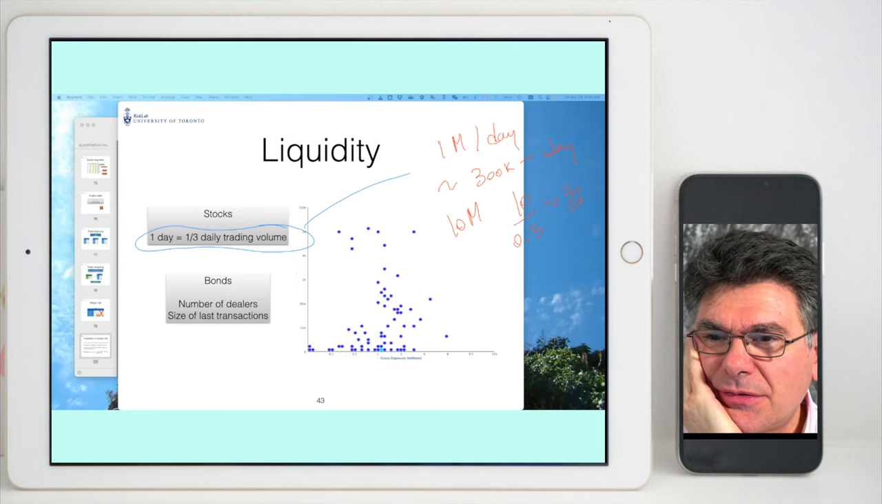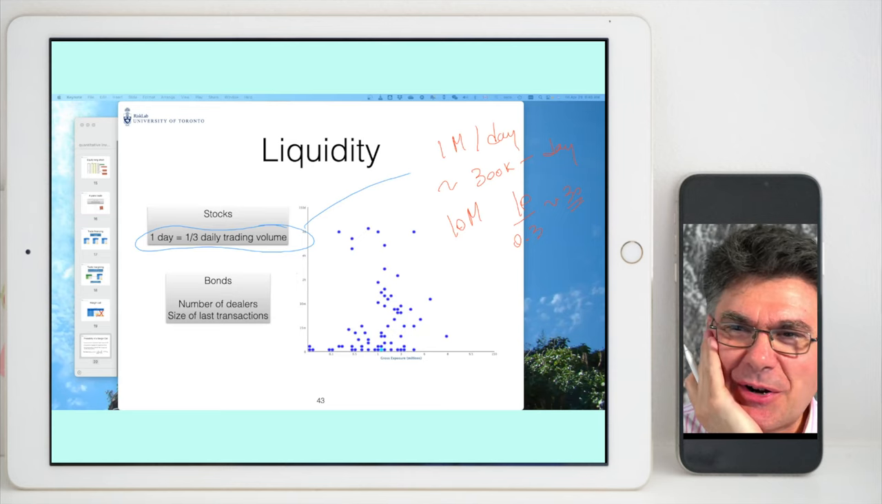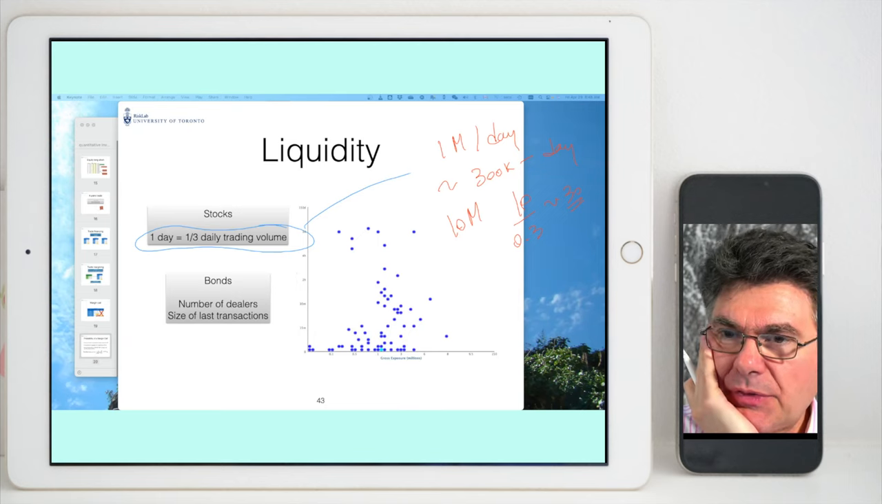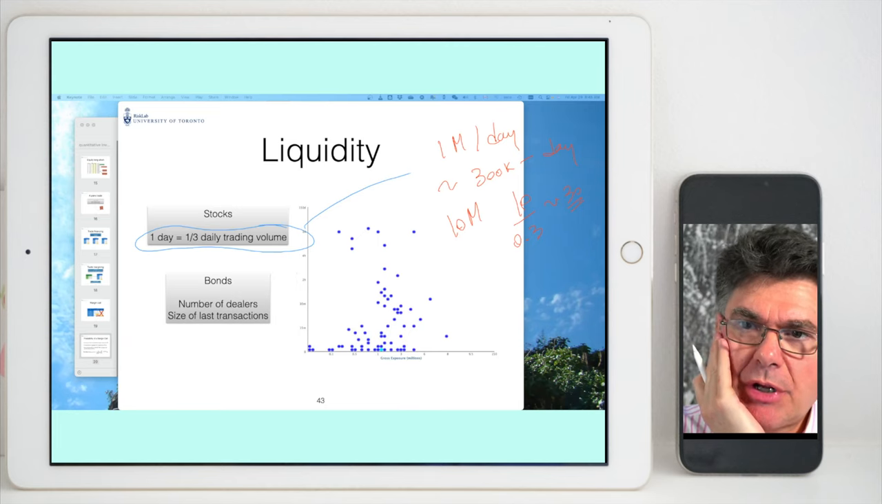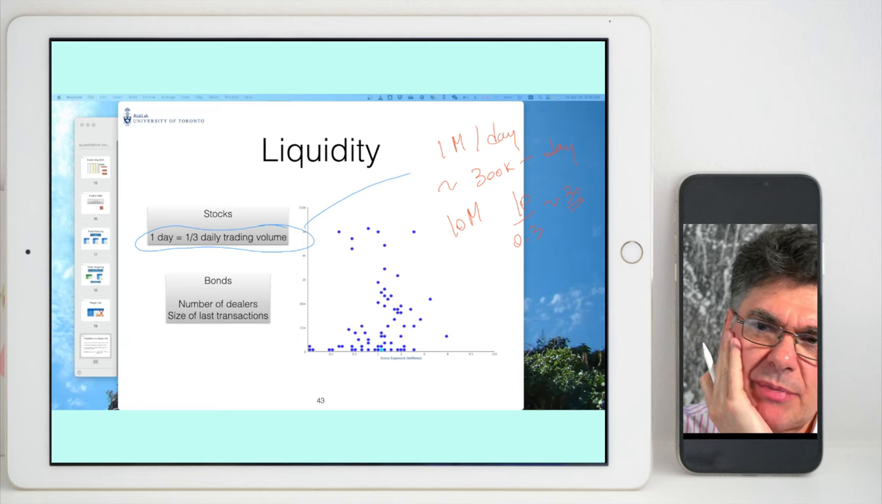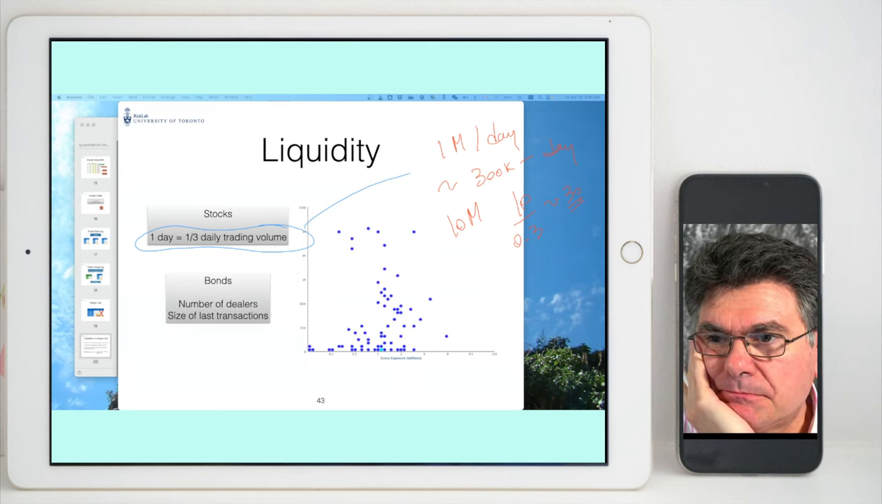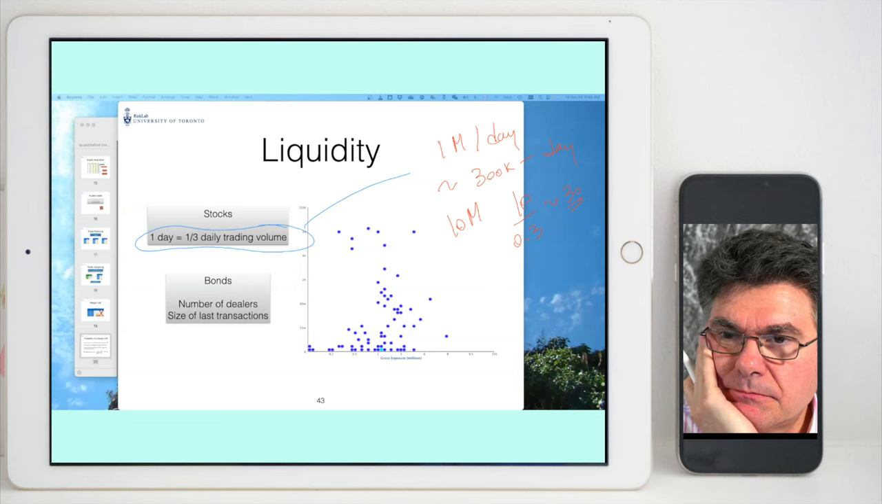You see? So this is not simple arithmetic. This is understanding how financial markets work. And financial markets have this way of behaving. You have to know. In practice, no one really knows, but this is a good rule of thumb. You have to make a guess. Okay.